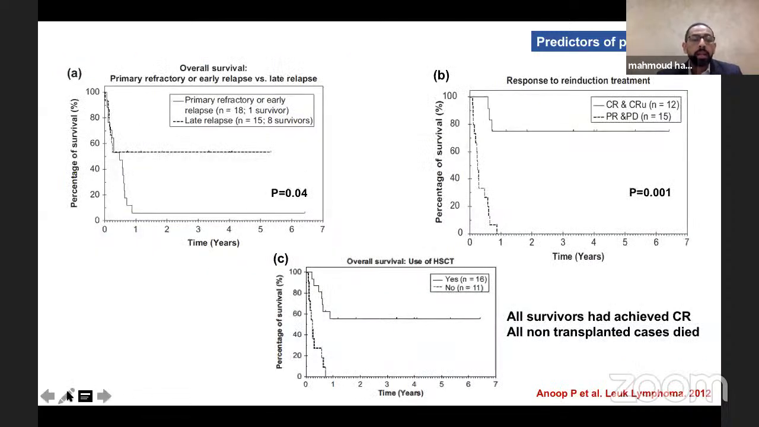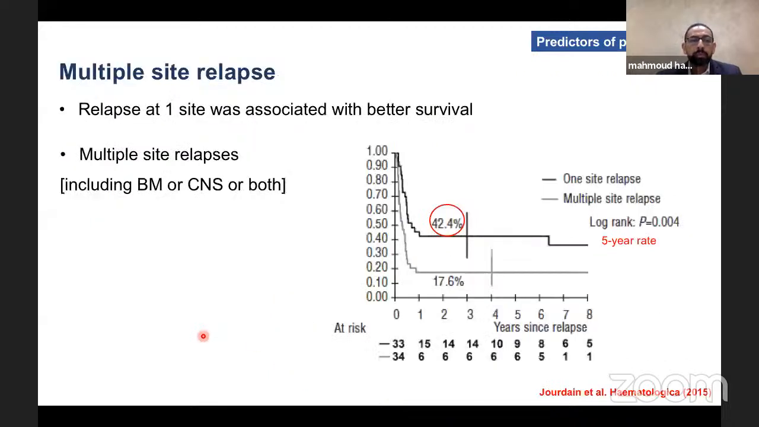We can see here clearly as well that some of the predictors of outcome include patients who have primary refractory disease and early relapse, who have not just a dismal outcome, as well as those patients who had a response less than complete remission. None of them even achieved a median survival of 3 months, as well as those who were not transplanted. All of them died. Also, multiple site relapse is associated with a worse outcome compared to patients who have single site relapse.